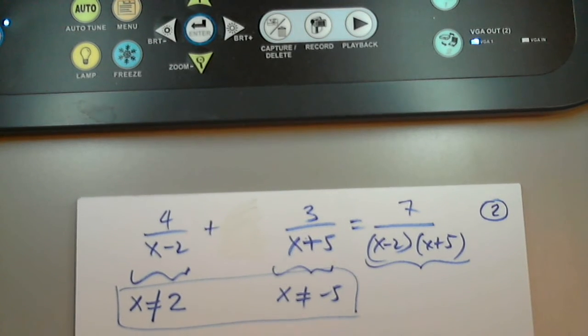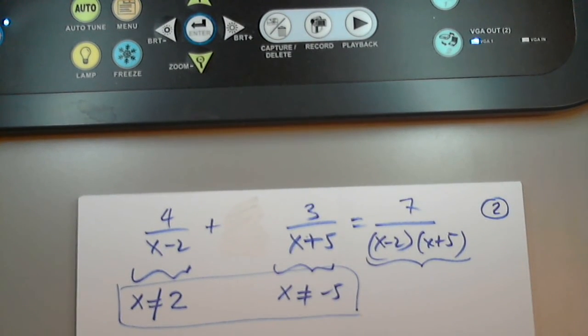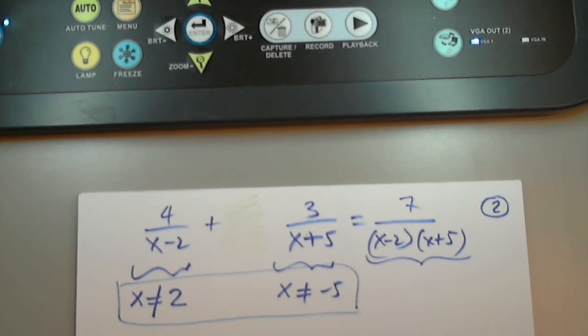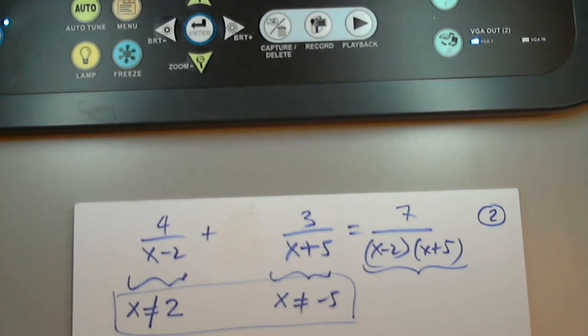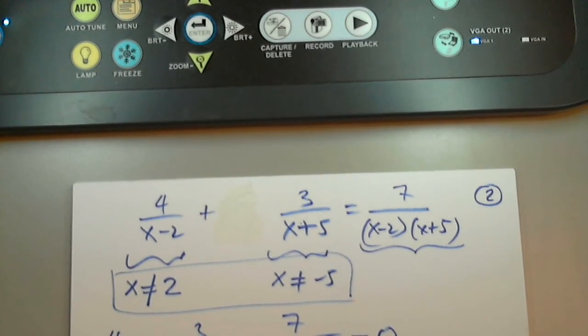Then I suggested to you to move this term to the other side and have 0 on the other. So I move this term from one side to the other by simply changing its sign, and the right-hand side is 0. So 4 divided by x minus 2 plus 3 divided by x plus 5 minus 7 over x minus 2 and x plus 5. Questions here? We didn't do anything. We just moved one term from one side to the other. Any questions?